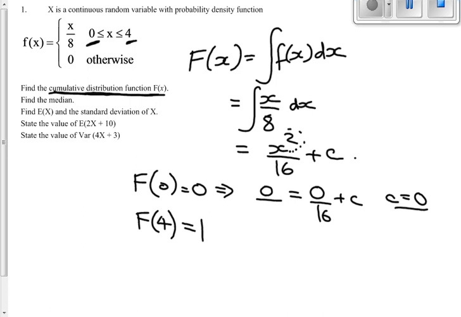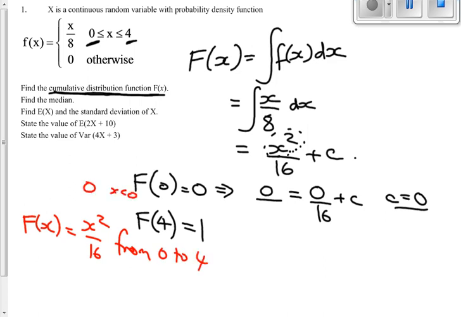Sticking 4 in here, you can see that 4 squared is 16. You've got the probability there. So the answer here, because it's got to be all of it, is that F of x is equal to x squared over 16 from 0 to 4. Well, it equals 0 when x is less than 0, and it equals 1 when x is bigger than 4. And that's it fully defined there.